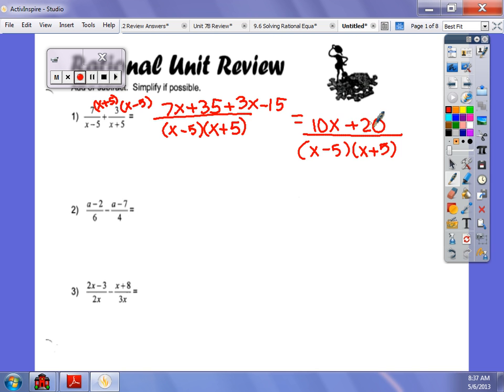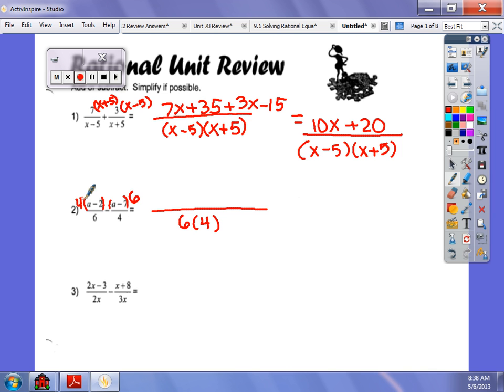Alright, you do not have to factor this, because you only factor when you know you can cross things out top to bottom. Alright, next one. We have a 6 and we have a 4, so we're going to cross multiply up here with 6, and cross multiply here with 4. So we have a common denominator of 6 times 4.